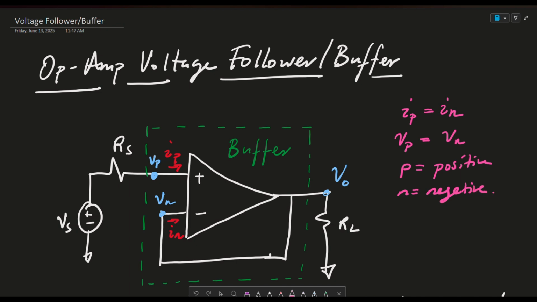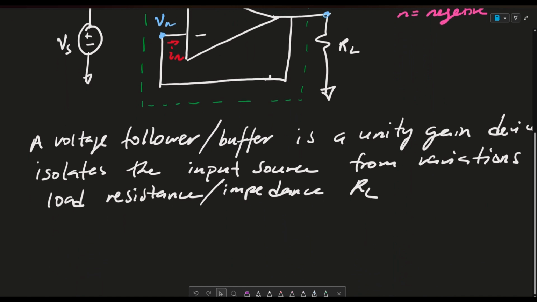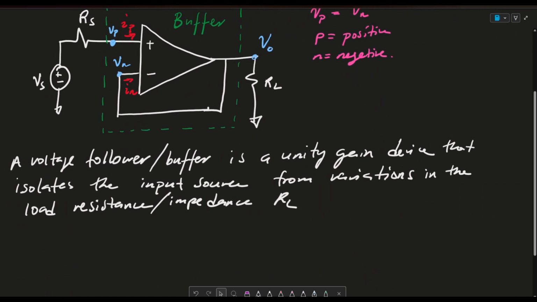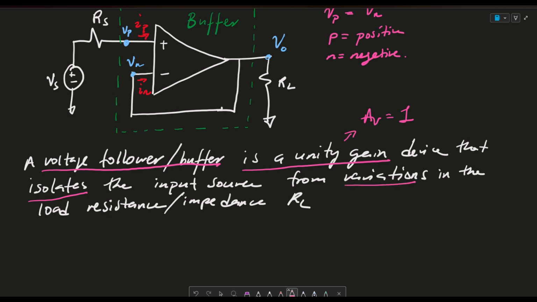And essentially, we want to first define this follower or buffer. And we say that the voltage follower or the voltage buffer is a unity gain. So this means that AV is equal to 1. A unity gain device that isolates the input source from variation in the load resistance or load impedance, RL.